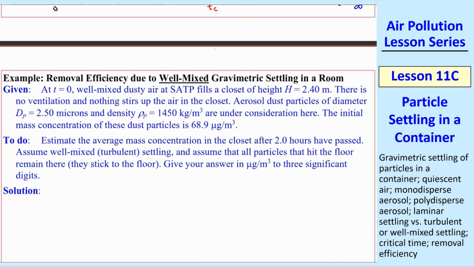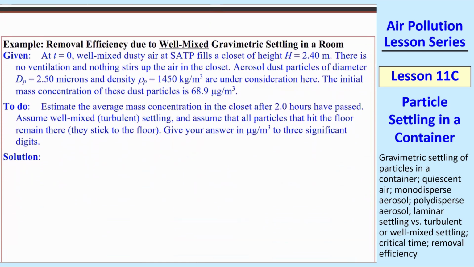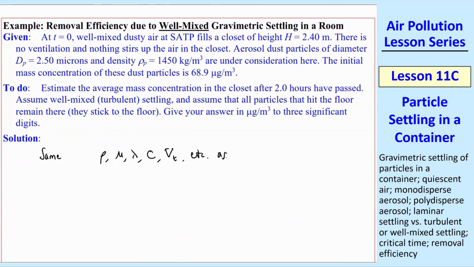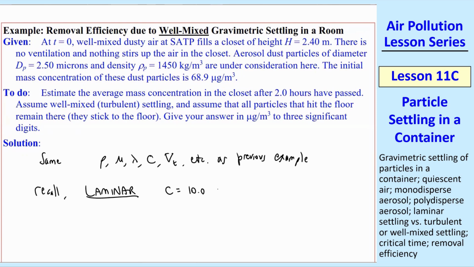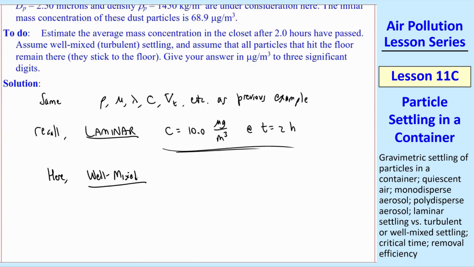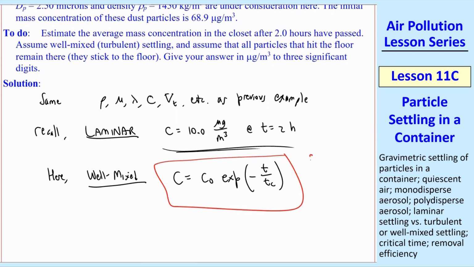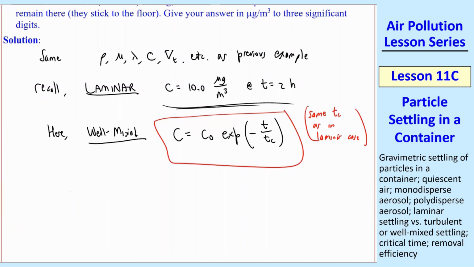Let's do an example problem. This is exactly the same problem I had before, except now we're going to assume well-mixed. It's all the same numbers that we had in the previous example. So it has the same density, viscosity, lambda, C, VT, etc. as previous example. Recall for the laminar case, we had C equal 10.0 microgram per meter cubed after 2 hours. For the well-mixed case, we have to apply C equals C naught, exp negative T over TC. I just want to mention here that this TC is the same TC as in the laminar case, even though it's not as physically significant as it was in the laminar case, but we use the same TC that we had already calculated. So the rest is just plugging into the numbers.